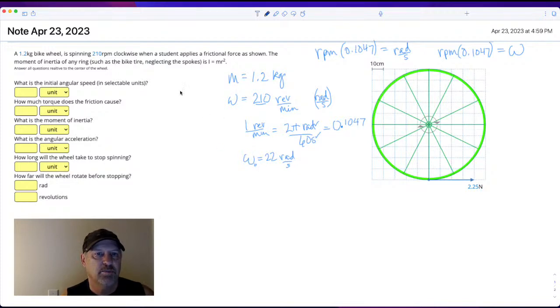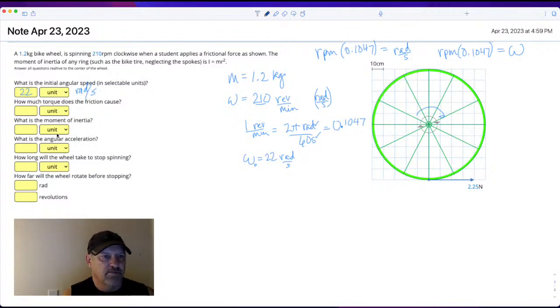And then a student applies a frictional force, shown right here, opposing this, because this thing is turning clockwise, and this friction is pushing it counterclockwise. What is the initial angular speed? Well, right here, we're going to put in 22, and this unit is going to be radians per second.